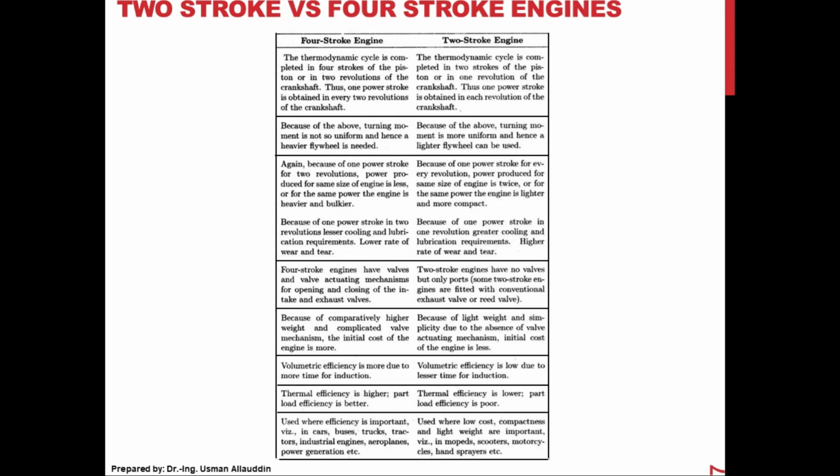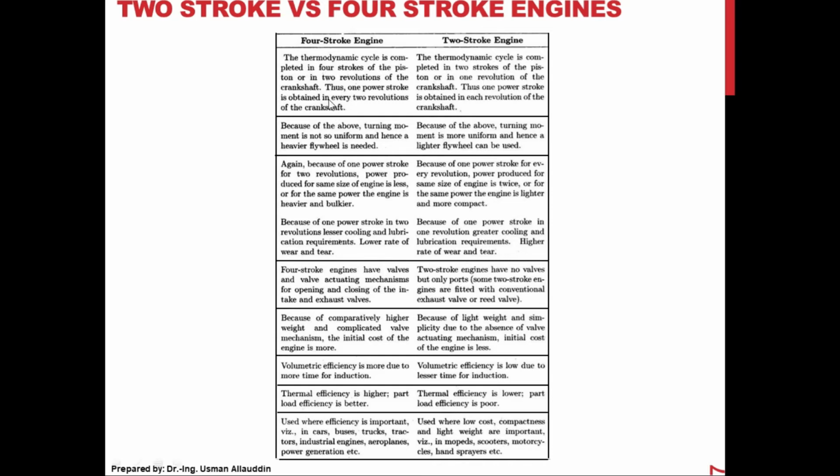In a four-stroke engine, forces will be acting in one revolution of the shaft, then there will be no force in the second revolution because there is no combustion, there is no power stroke. So no force will act in one revolution. So the forces are not uniform, and when the forces are not uniform, the torque will also not be uniform. So you need a bigger flywheel.